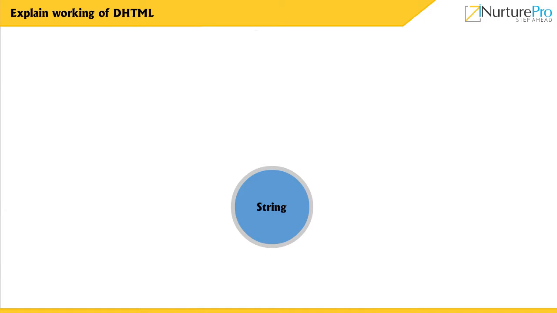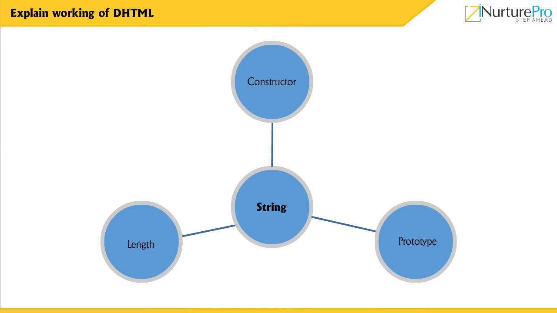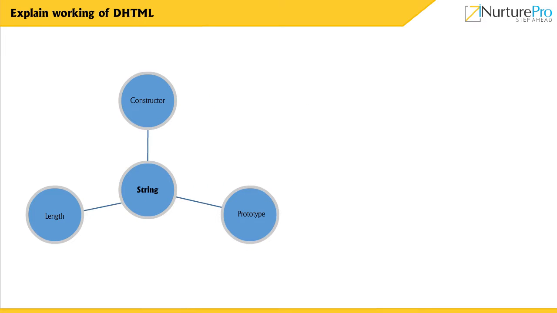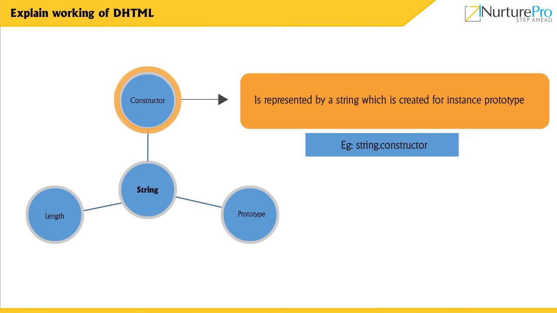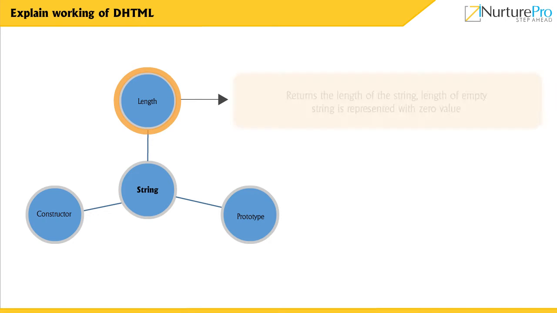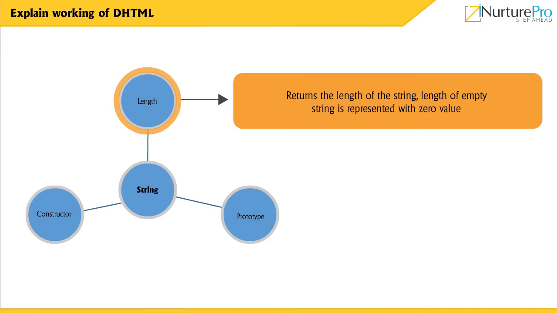Every string has its own properties like constructor, length, and prototype. Let's know in detail about these properties. Constructor prototype is represented by a string which is created for instance prototype. Next is the length property. The length property returns the length of the string. An empty string's length is represented with a zero value. The length of a JavaScript string cannot be modified.